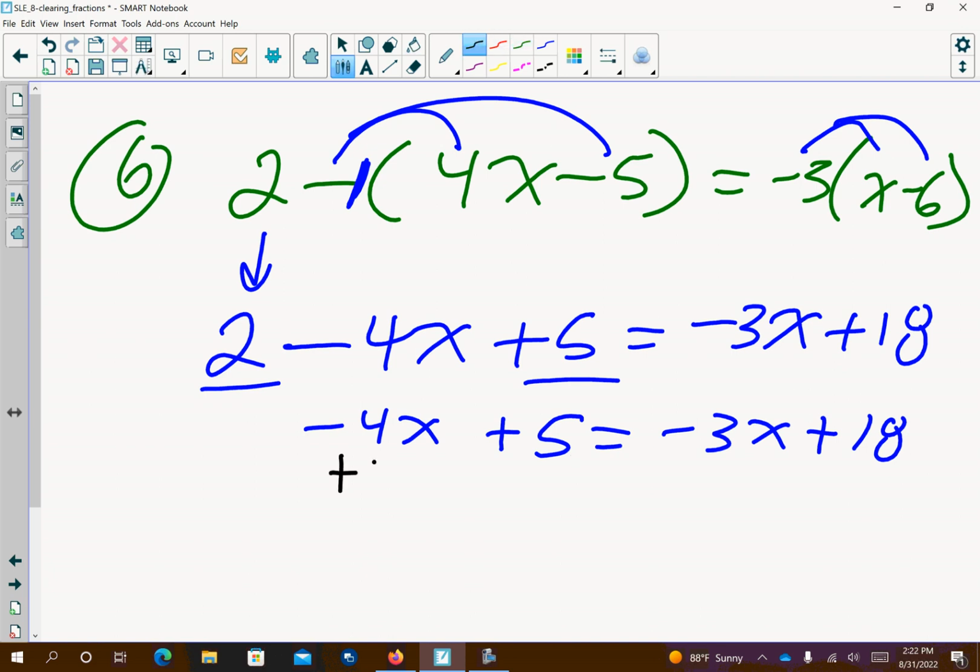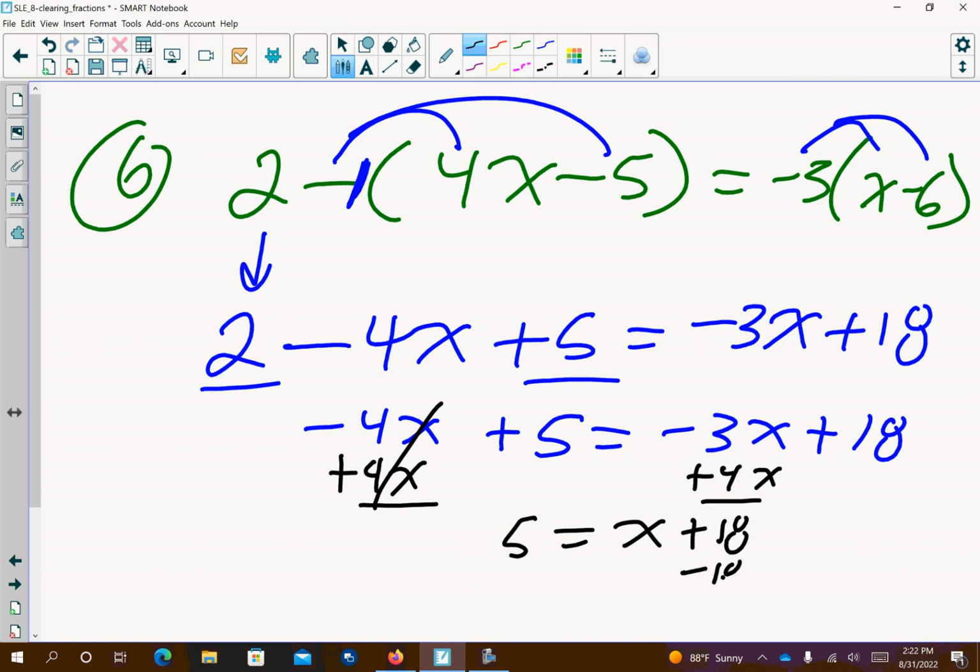So I might choose to add 4x to both sides, just to change it up a little bit. These cancel. I get 5 is equal to x, or 1x is the same thing, plus 18. Subtract 18. So 5 minus 18 is negative 13.